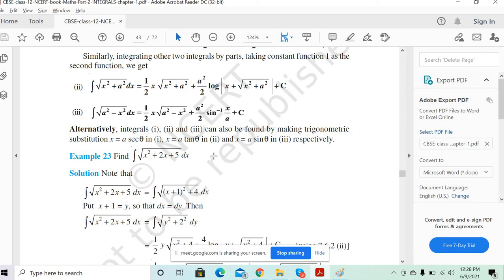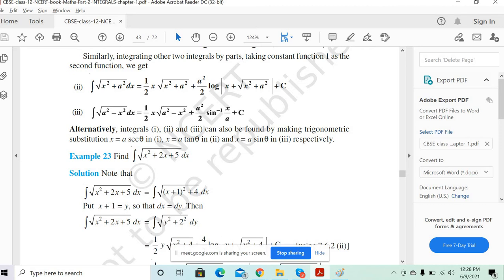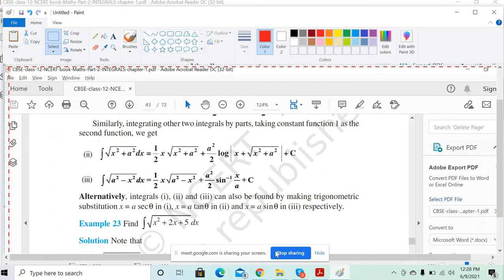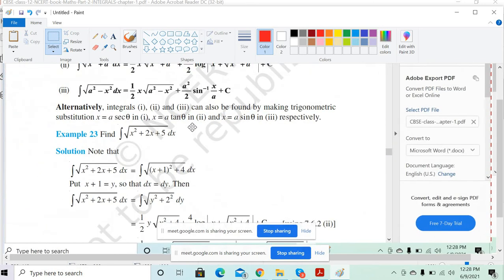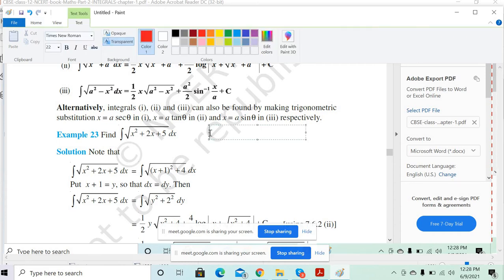Okay, sir. Understood. You got it? Yeah. Okay, just try it out. If you don't get it, then I'll explain to you again. It should be fine, I guess. You should be able to do that. You remember completing the square, right? Yes, I remember. Excellent.